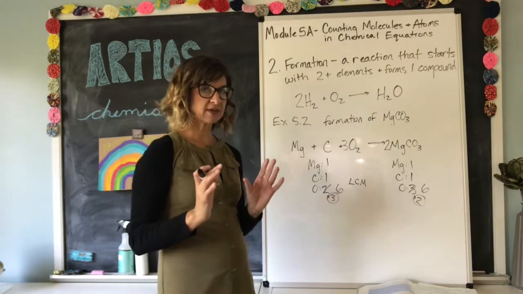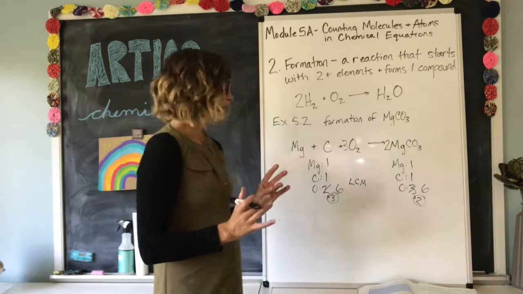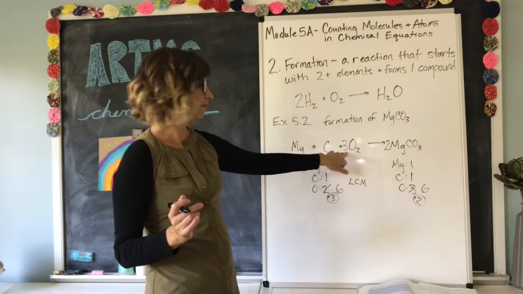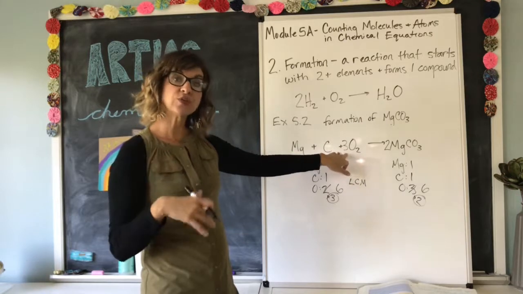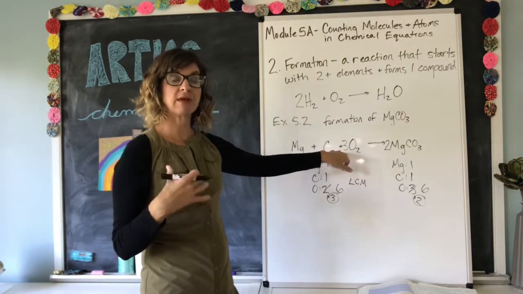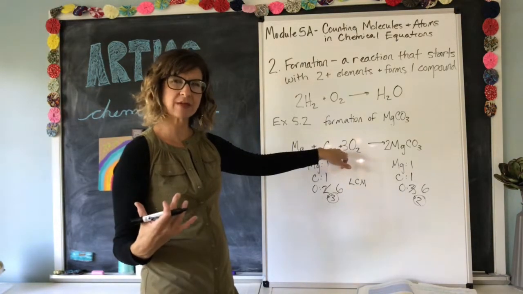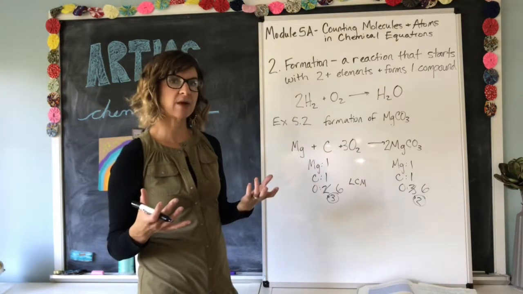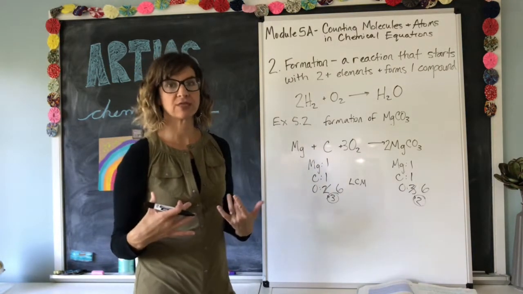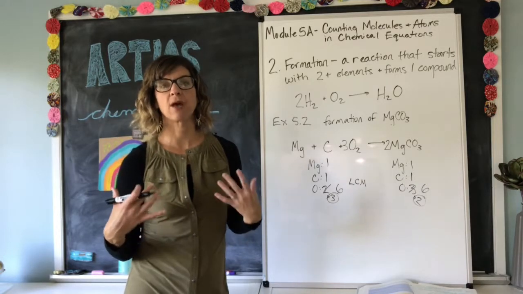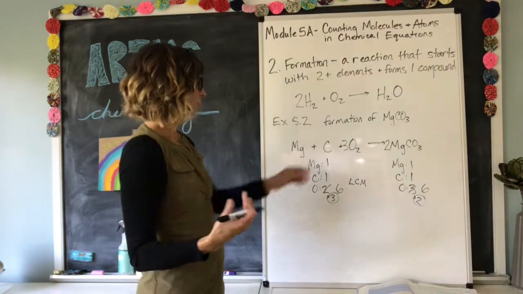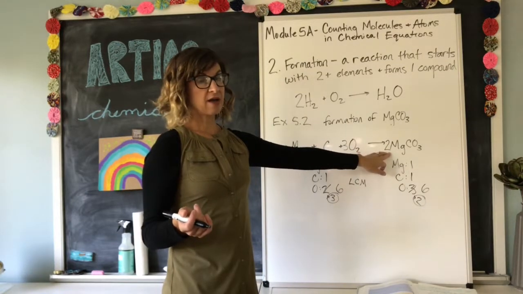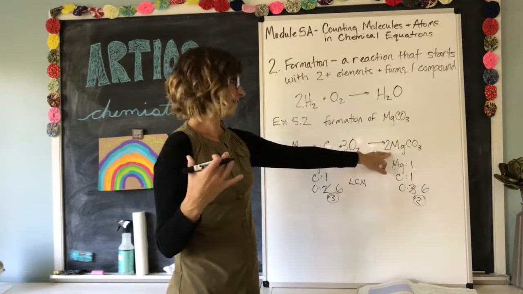Now, your book handles this a little differently, and they have you start by adding a fraction as a coefficient in front of the oxygen. You can do it that way too. In fact, you should be able to know how to do it both ways, because sometimes equations are kind of tricky to balance, and so it's good to have 2 ways to come about it. But this is the way that I always do it, is I find the lowest common multiple and go from there.